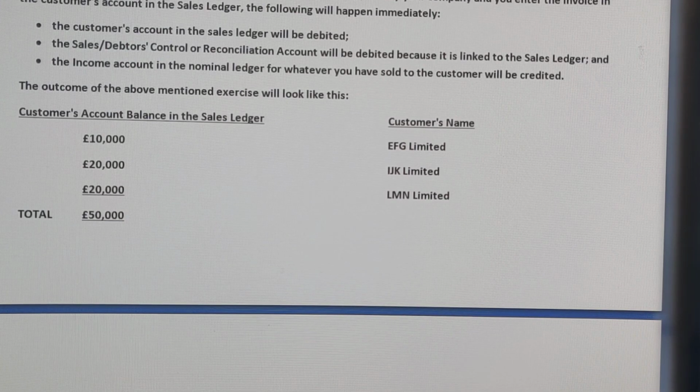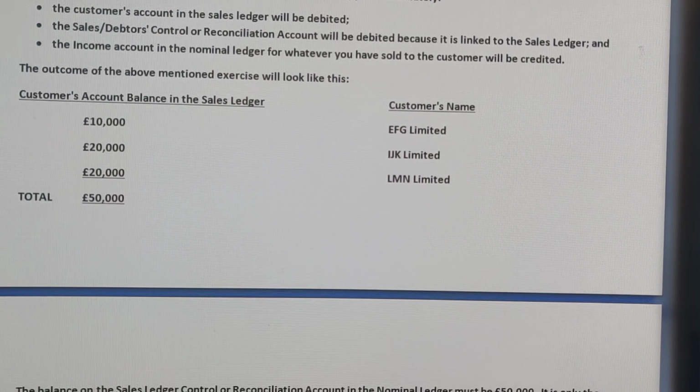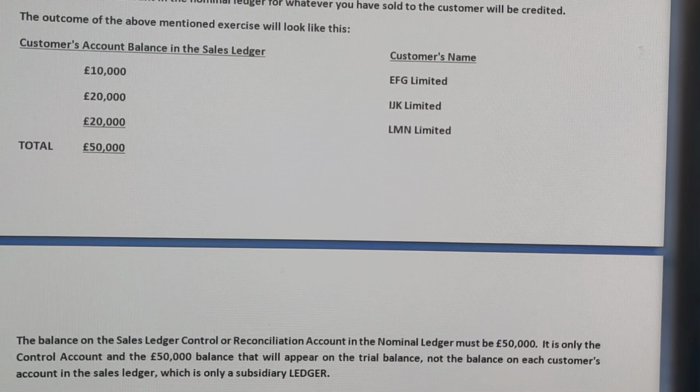Again, your sales ledger will give you the following picture as an example. Customer XYEFG owes your business £10,000. Customer IJK owes your business £20,000. Customer LMN Limited owes your business £20,000. So in total, your sales ledger shows that all your customers owe you £50,000. The balance on the sales ledger control account in the nominal ledger must be £50,000. It is only the balance on the control account that will appear on the trial balance, not the balance on each customer's account in the sales ledger, which is only a subsidiary ledger.